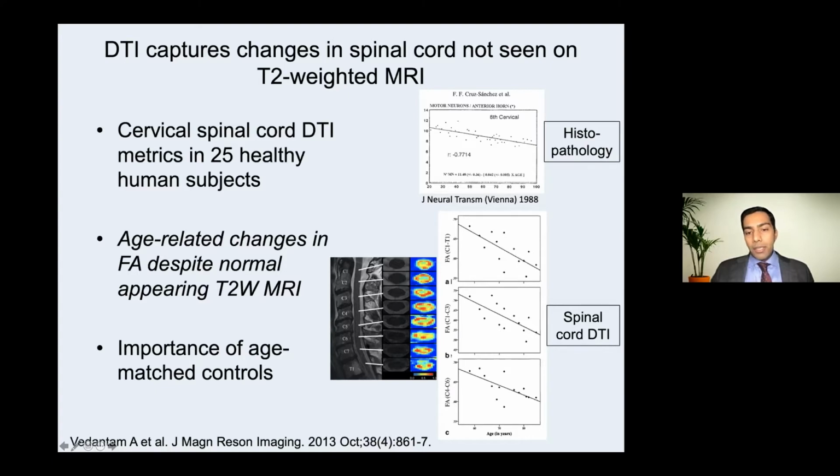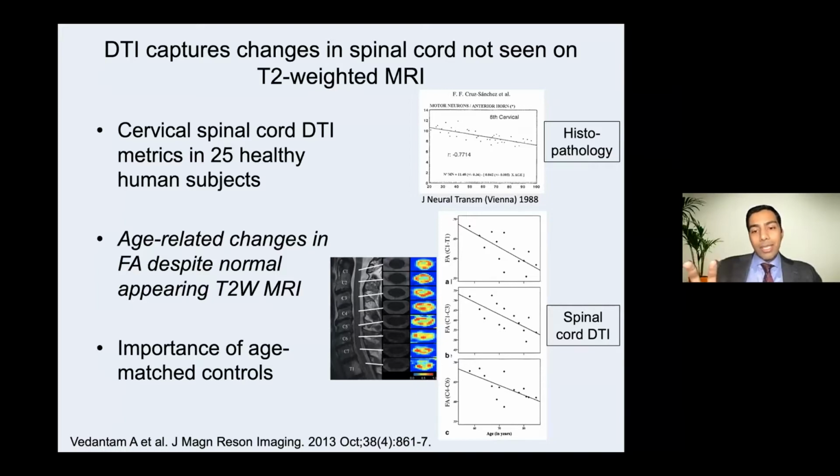And this was despite their T2 MRI looking normal, no evidence of myelomalacia, no evidence of significant stenosis. And so these microstructural changes were captured by DTI, and this correlates well with what we are seeing in histopathology. So in histopathology, we know that patients get neuronal loss, anterior horn cell loss, apoptosis with age, and the DTI metrics seem to correlate with what we are seeing in that. The other important conclusion of this study was the importance of age-matched controls.